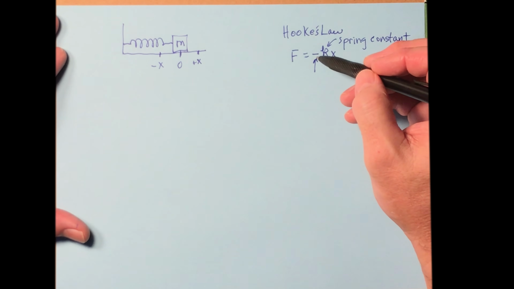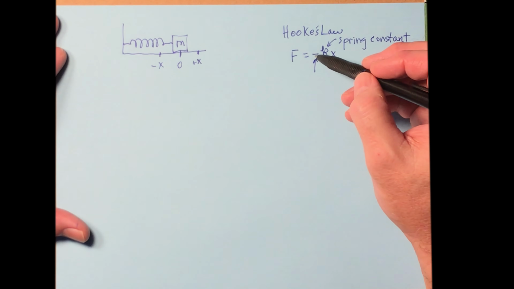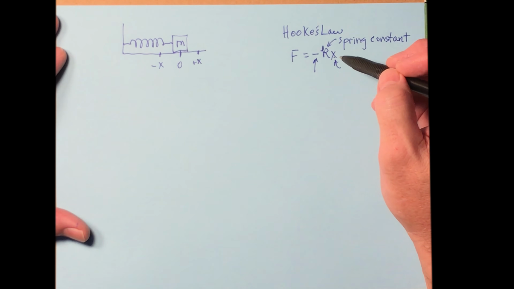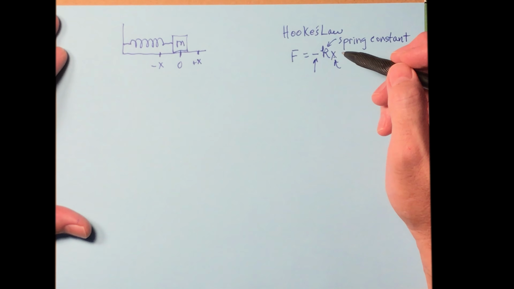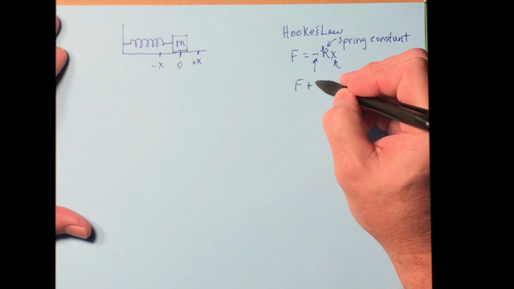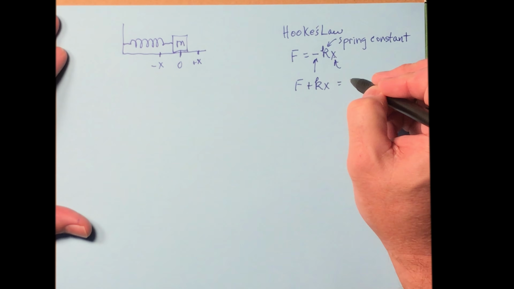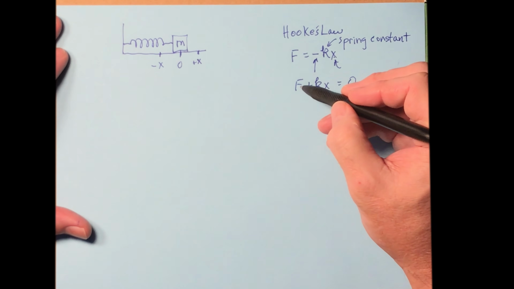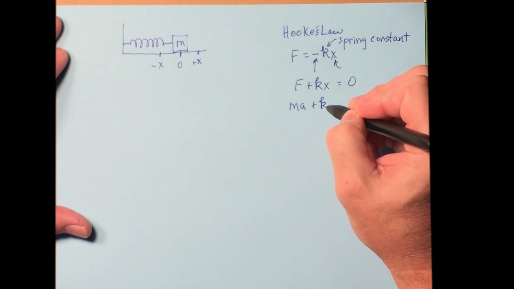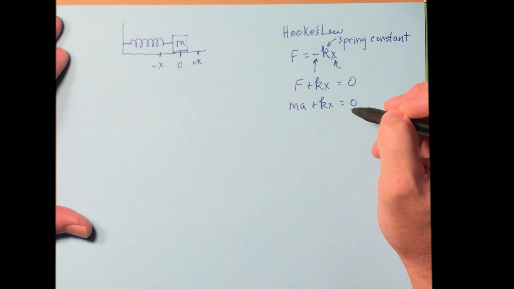So that's what the negative sign indicates. It just indicates that the force is going to be in the opposite direction, whether you've got a positive or negative axis here. Okay, that's the force. Now I can rewrite that as F plus kx equals 0. Now force, you know, is mass times acceleration, plus kx equals 0.